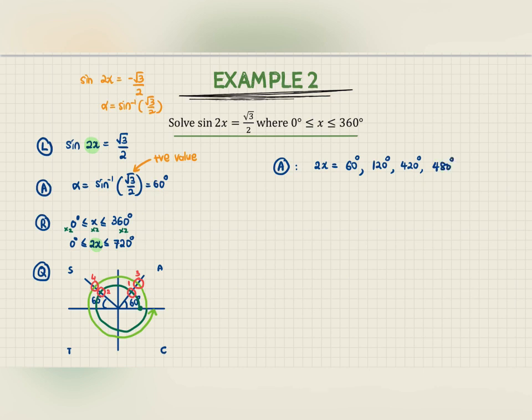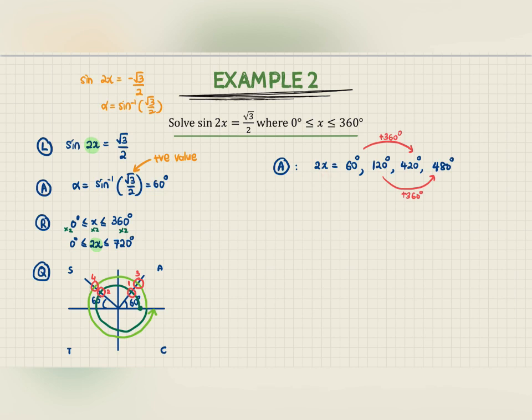Okay, so trik dia kat sini sebenarnya macam ni. The first two angle ni kita dapat daripada first rotation kan. So untuk dapatkan value untuk the next rotation here, kita tambahkan sahaja dengan 360. So bila kamu tambahkan 360, kamu akan dapat this angle lah, 420 dan 480. Okay, so ini baru jawapan kepada 2x.